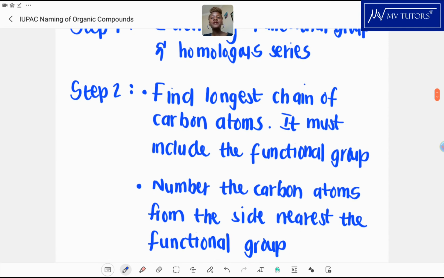Then step 2: find the longest chain of carbon atoms, and it must include the functional group. Let's say you have a double bond, and when you count the longest carbon chain, if you have a string of carbons with branches, and the branch has the longest carbon chain, you must ensure that the functional group is prioritized, so that you can say, this is my longest carbon chain, and this is the functional group in it. So that is key. Find the longest chain and identify the functional group in that longest chain.